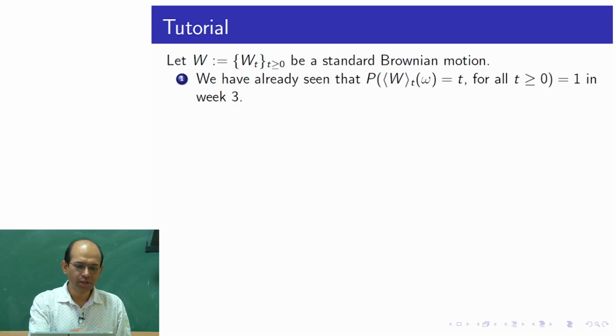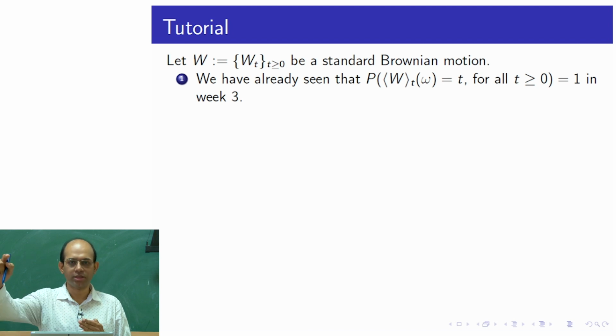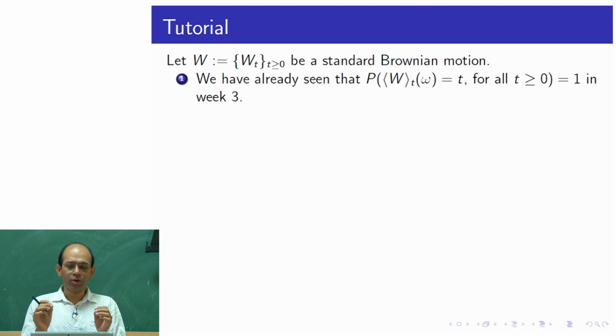Here assume that W is a standard Brownian motion, as we do all the time, W_t for t greater or equal to 0. We have already seen in week 3 that the probability that the quadratic variation of W_t is equal to t, for all t positive or 0, is one. So the quadratic variation process is actually the identity function of time. This thing we have already seen, and how did we compute that?